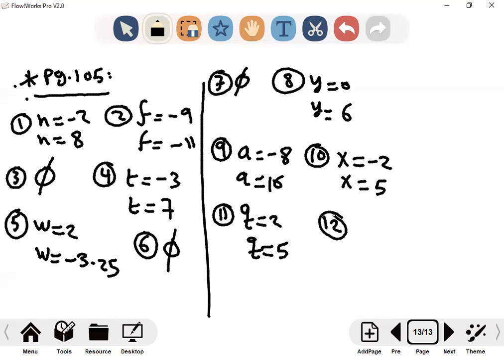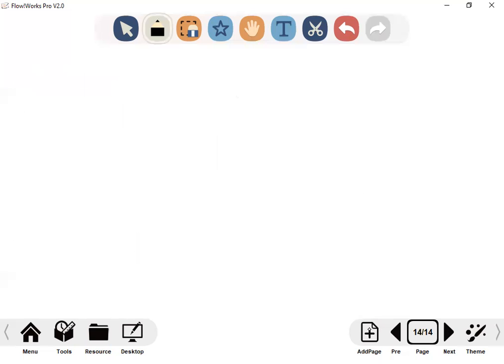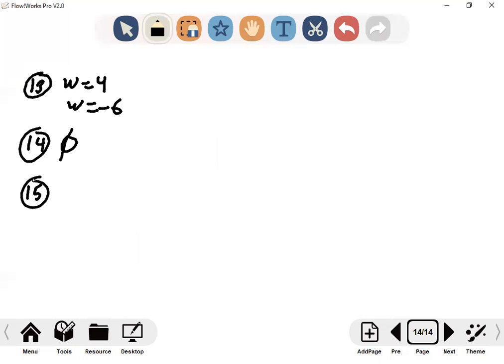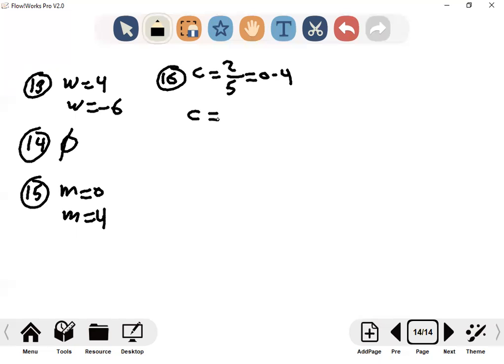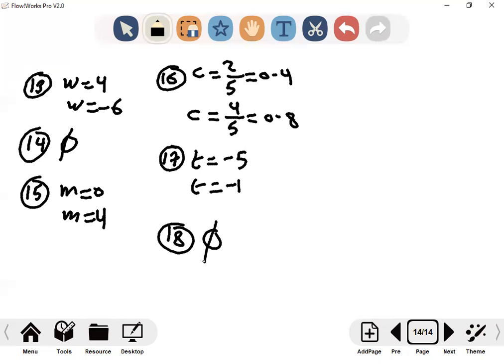Question 12, x equals -6 and x equals 7. Question 13, w equals 4 and w equals -6. Question 14, no solution. Question 15, m equals 0 and m equals 4. Question 16, c equals 2/5, which is the same as 0.4, and c equals 4/5, which is the same as 0.8. Question 17, t equals -5 and t equals -1. And question 18, no solution. Done.